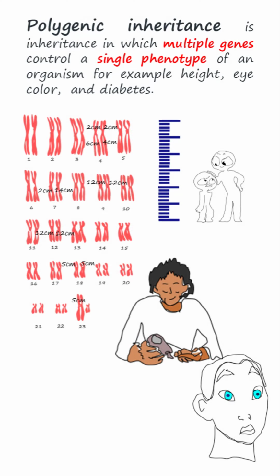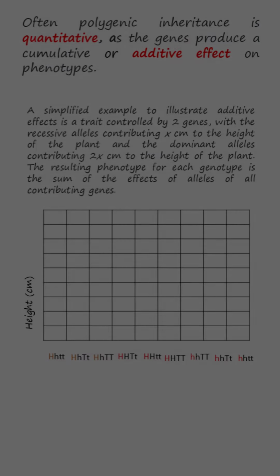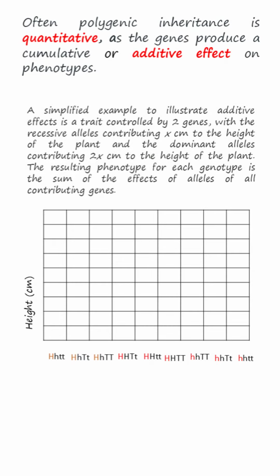Polygenic inheritance is inheritance in which multiple genes control a single character in an organism. For example, height, eye color, and diabetes. This type of inheritance is often quantitative, as the genes produce a cumulative effect on phenotype.